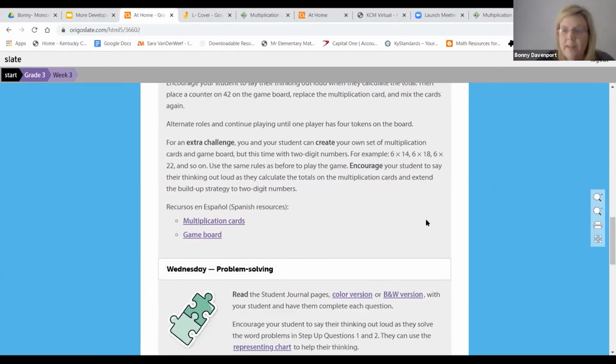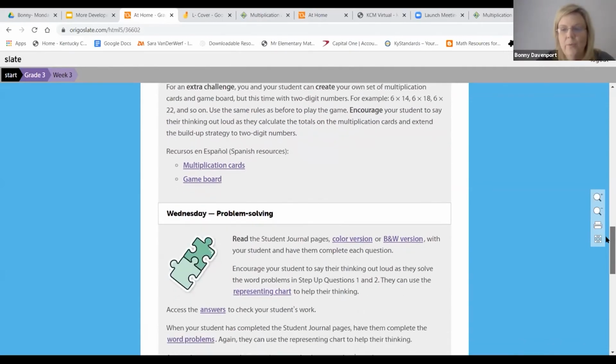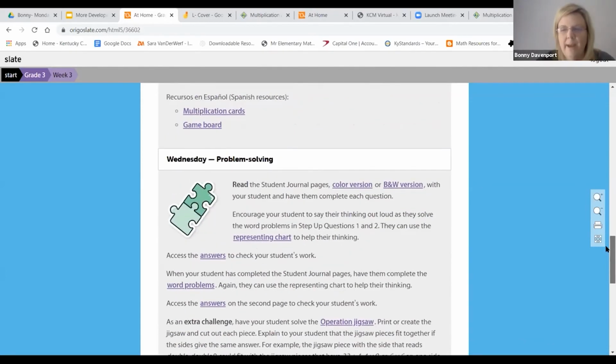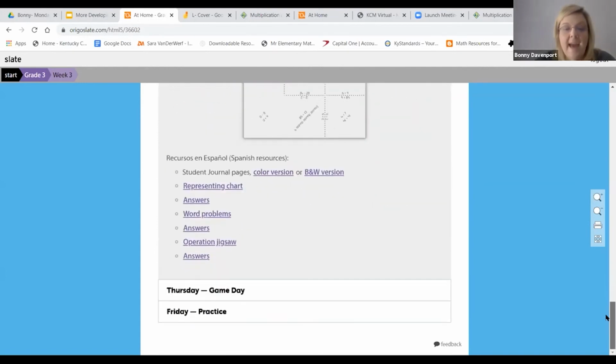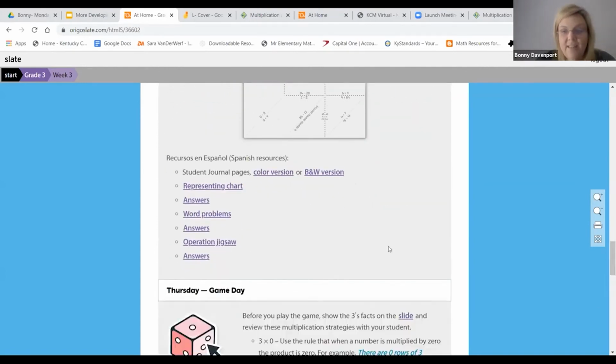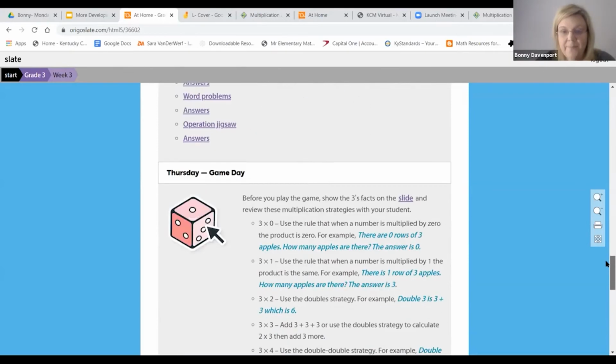Wednesday is a problem solving one. If I were able to go through those before assigning them to students, I might think about which ones you'd want them to do, because it's more of a paper pencil kind of thing. And then Thursday is the virtual game day.